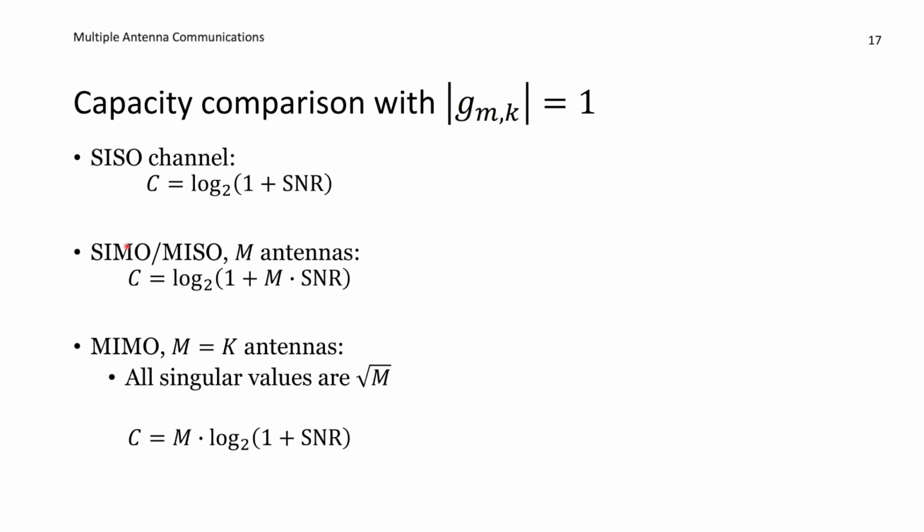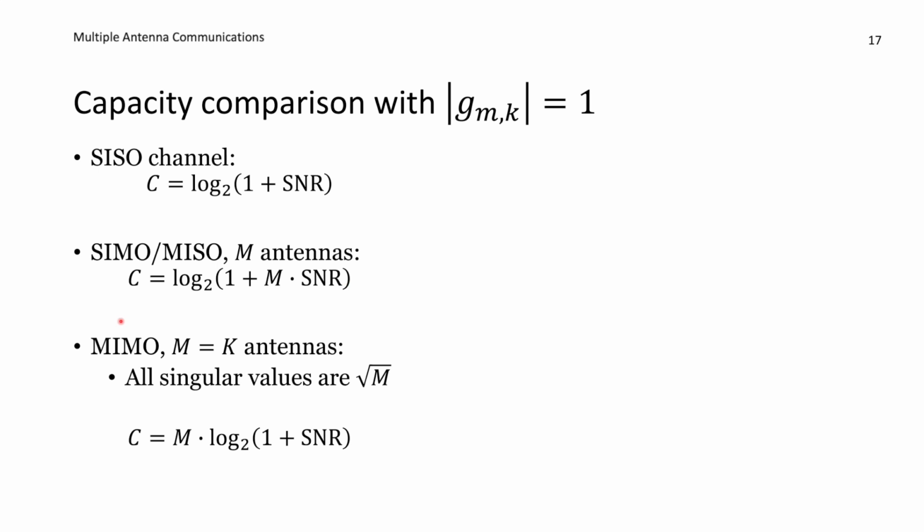In the SIMO and MISO case with M antennas, either at the receiver or the transmitter, the capacity is the same, log 2 of 1 plus M, which is the number of antennas, because if we take all of those channel coefficients, we take the squared norm of the channel vector, each of the channel components is giving us a 1, then we get M, and that is the beamforming gain. Then we multiply that with SNR and we have our capacity.